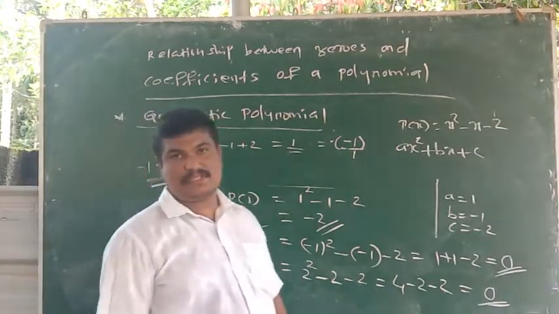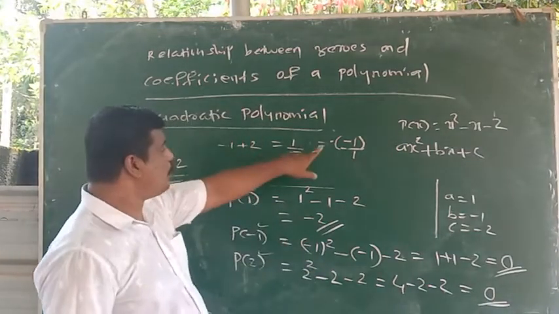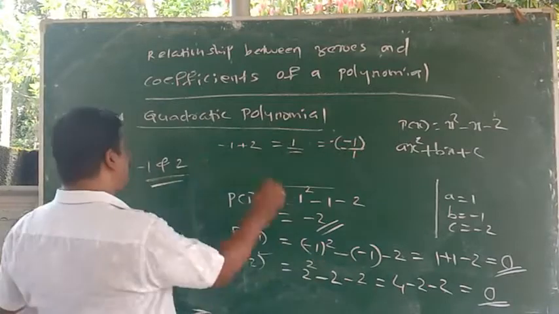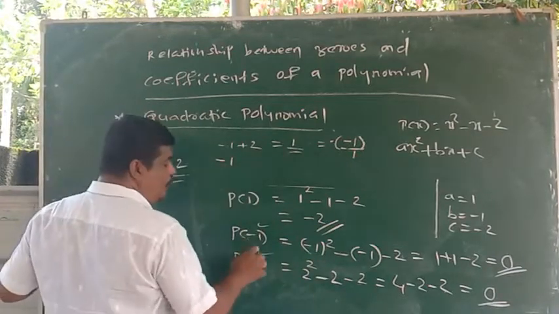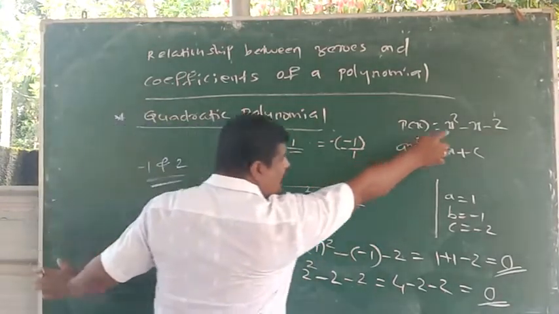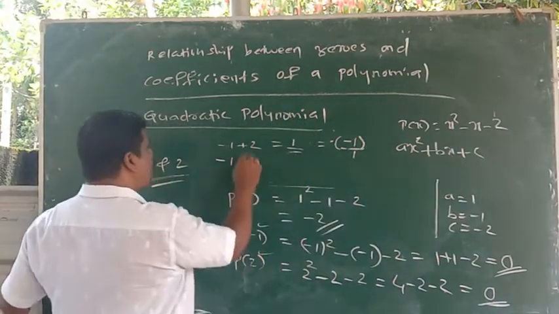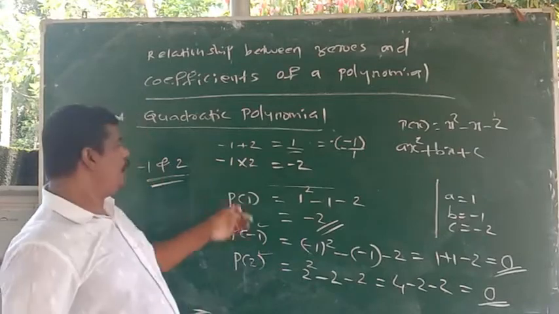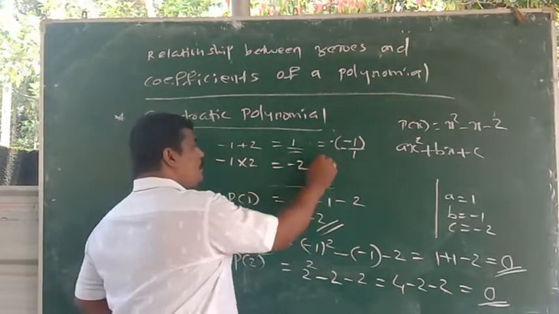Next, the product of zeros. The sum of zeros is equal to minus coefficient of x divided by coefficient of x square. The zeros of the polynomial are minus 1 and 2, and the product of zeros, minus 1 into 2, is equal to minus 2.